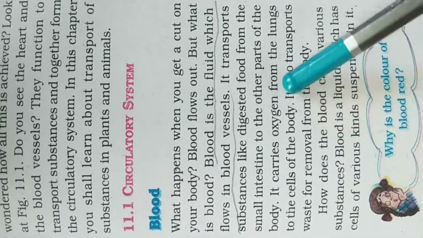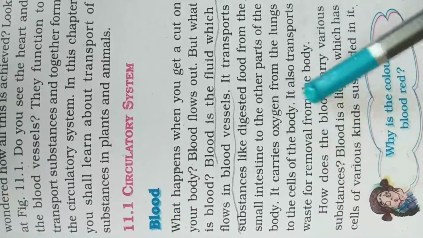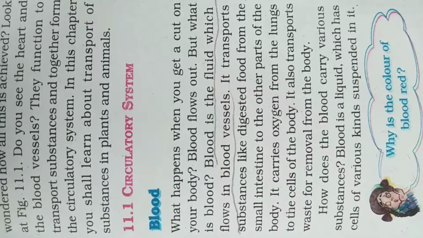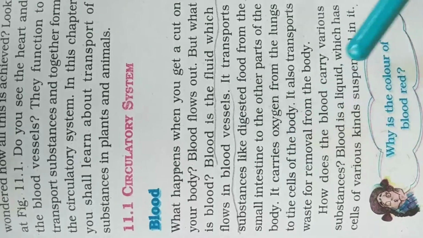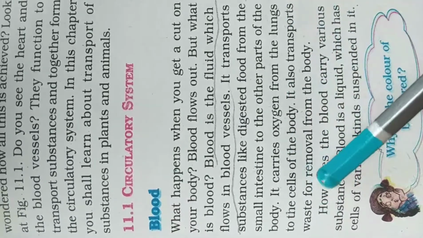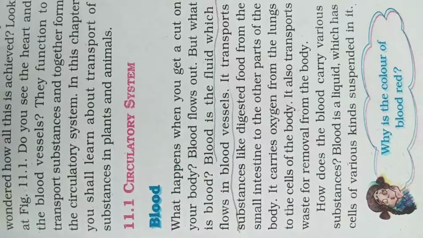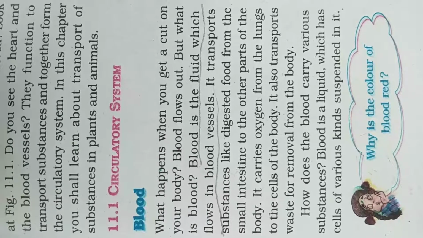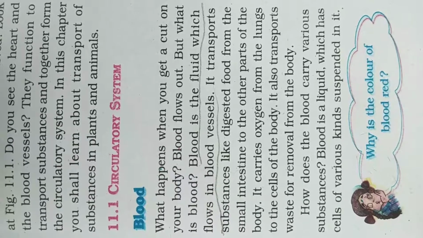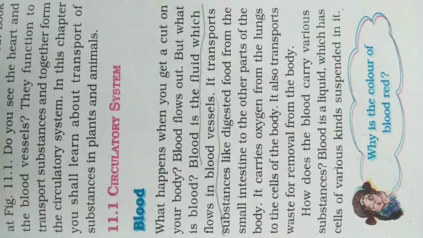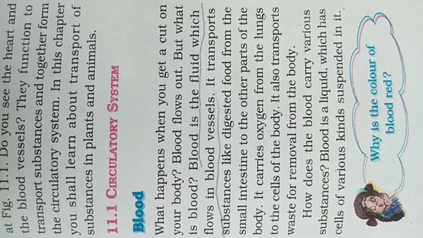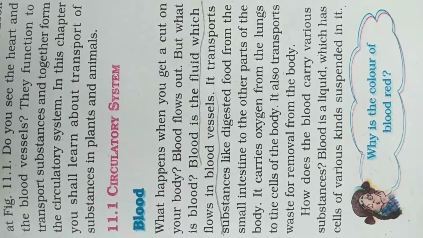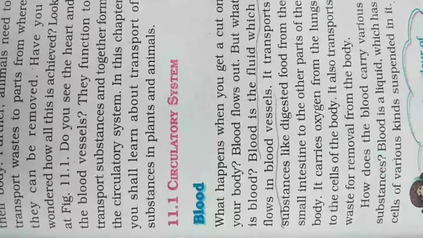It also carries oxygen from the lungs to the cells of the body. Again, what is another function? It also transports waste for removal from the body. So waste is also transported by blood and thrown out of the body. How does the blood carry various substances? Blood is a liquid which has cells of various kinds suspended in it. With the help of cells, blood carries all these substances and passes them to the various parts of the body.